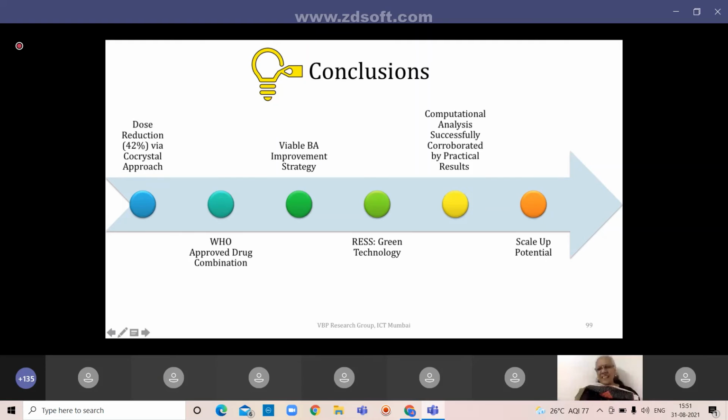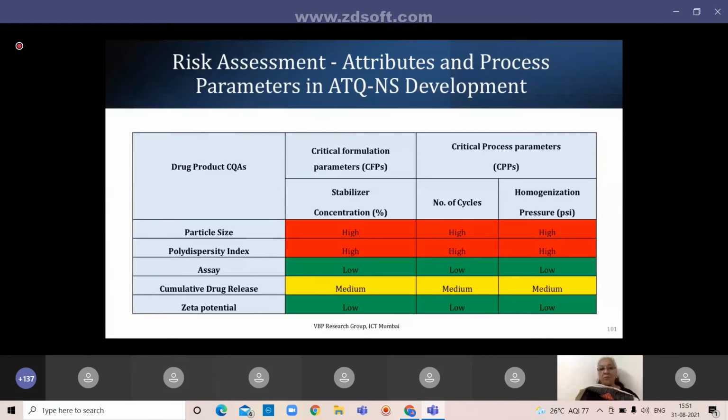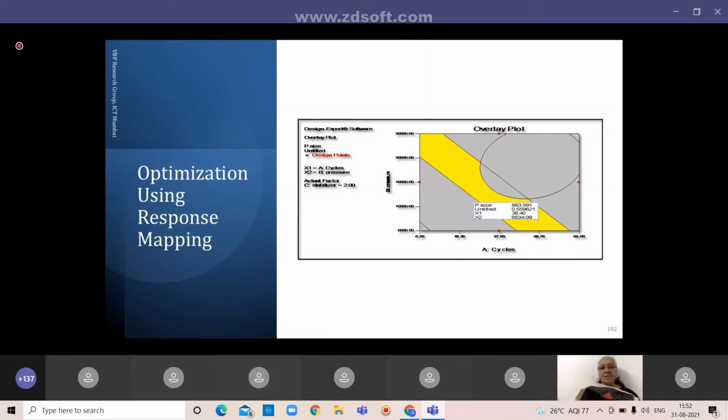In fact, here we have extensively used computational methods again, because nowadays we do not start and waste our efforts. We start with computational means. And it has scale-up potential too. So that means we are ready to go to the next level. Last, studies of atovaquone nanosuspension.